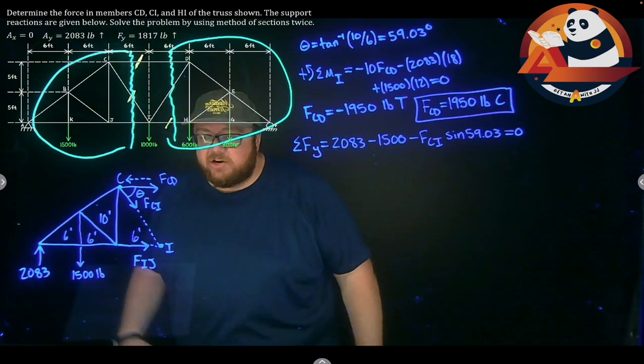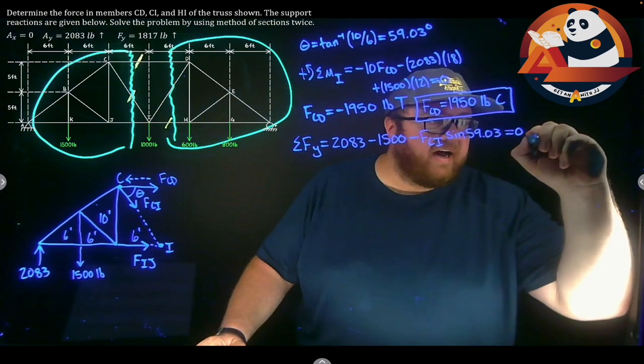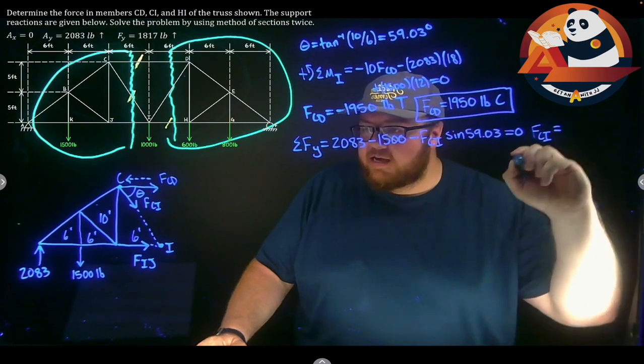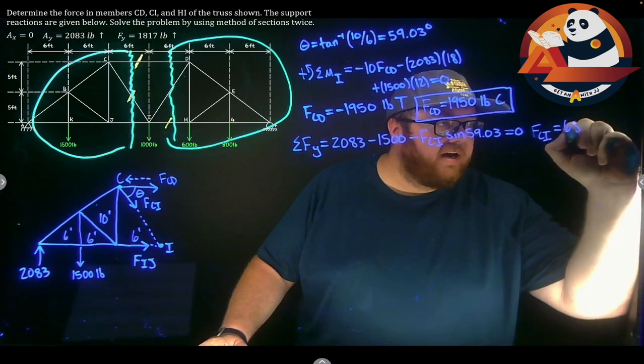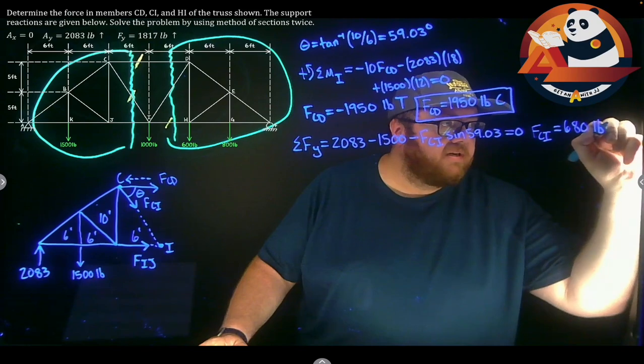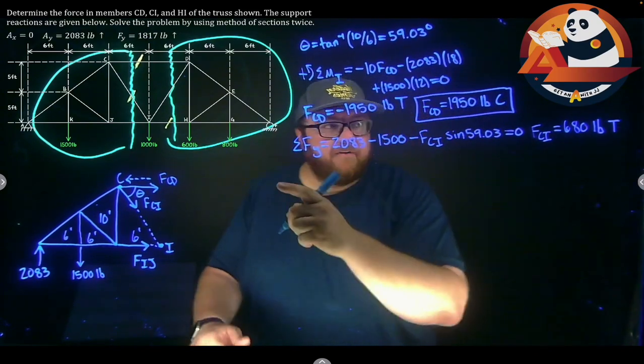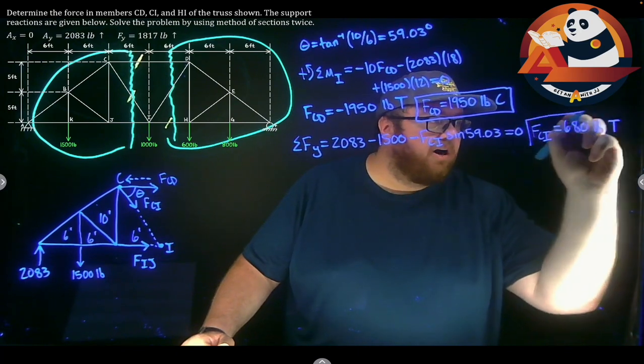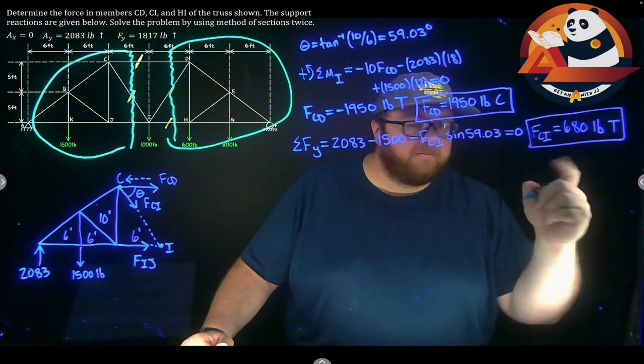FCI is my only unknown in here. If I solve for FCI, I'll get that the force in member CI is 680 pounds. I get a positive number out from that, which means we're in tension. So T. Again, always saying T or C, reporting as a positive.